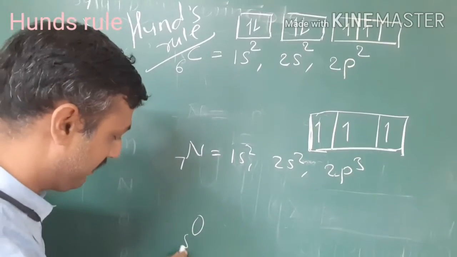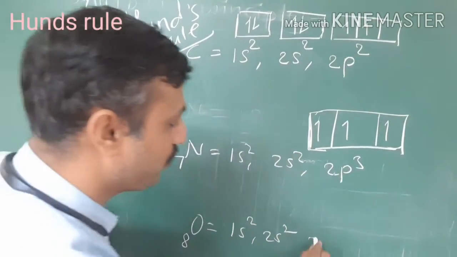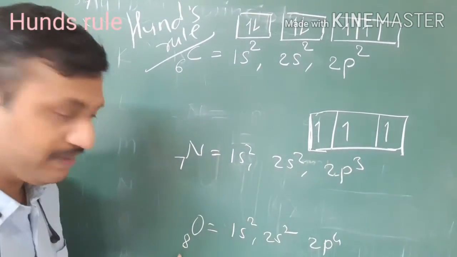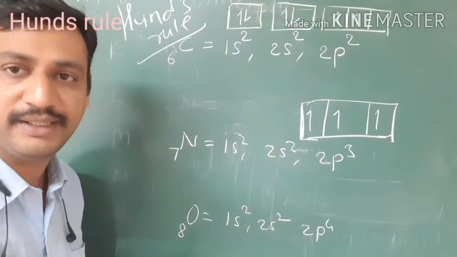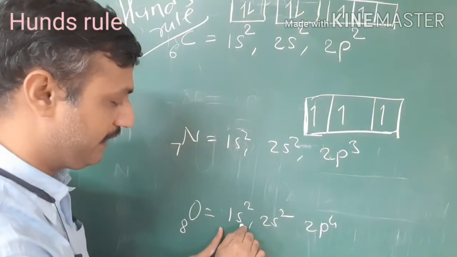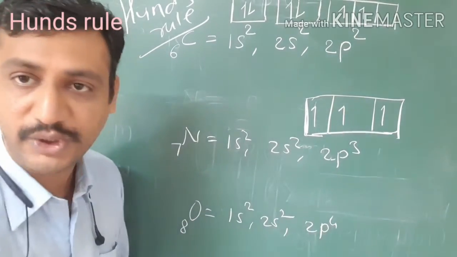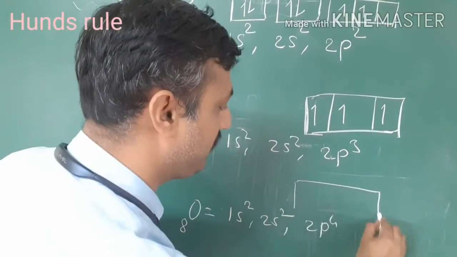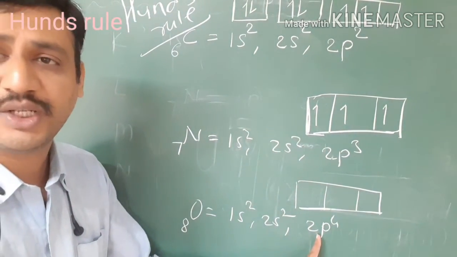Say oxygen 8, how to show? 1s2, 2s2 as usual, and here 2p4. Oxygen's atomic number is 8, so there are a total of 8 electrons. How are these 8 electrons distributed? First 2 electrons in the 1s subshell, the next 2 electrons in 2s, and the next 4 electrons in 2p. Now we know that the p subshell is made up of 3 orbitals like this. How should I show these 4 electrons?